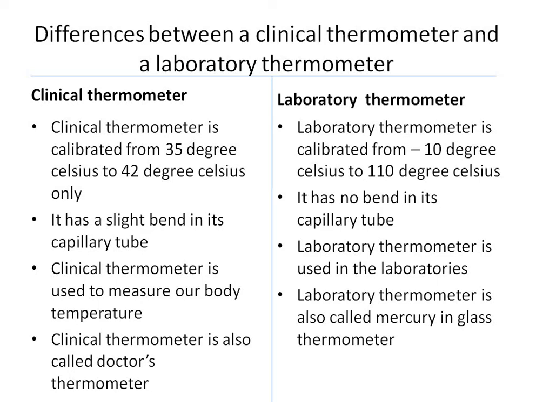I have told you that normal human body temperature is 37 degrees Celsius. If accurately said, it is 36.9 degrees Celsius. In normal cases it should be 36.9 degrees Celsius. If it is converted to Fahrenheit, it is 98.4 degrees Fahrenheit.